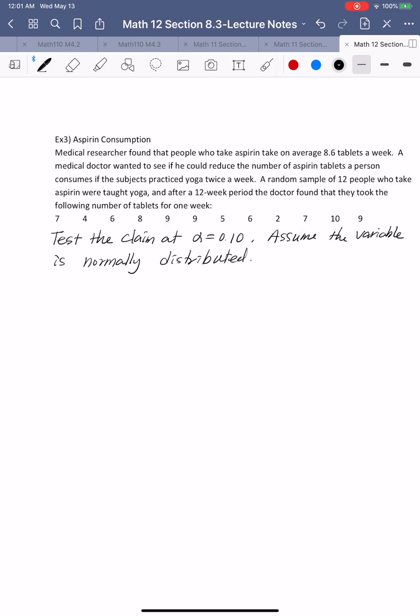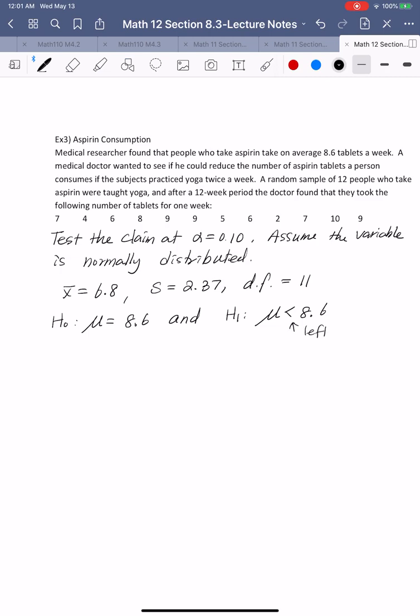Alright, so let's find the x bar, which is the mean of the sample, which is going to be added up and divided by 12, giving 6.8. And then also the standard deviation, using the formula. We got 2.37. And then the degree of freedom, there are 12 people, so it makes it 11. So H sub 0 is mu equal to 8.6. And then this time, H1 is mu less than 8.6, which is actually the left tail.